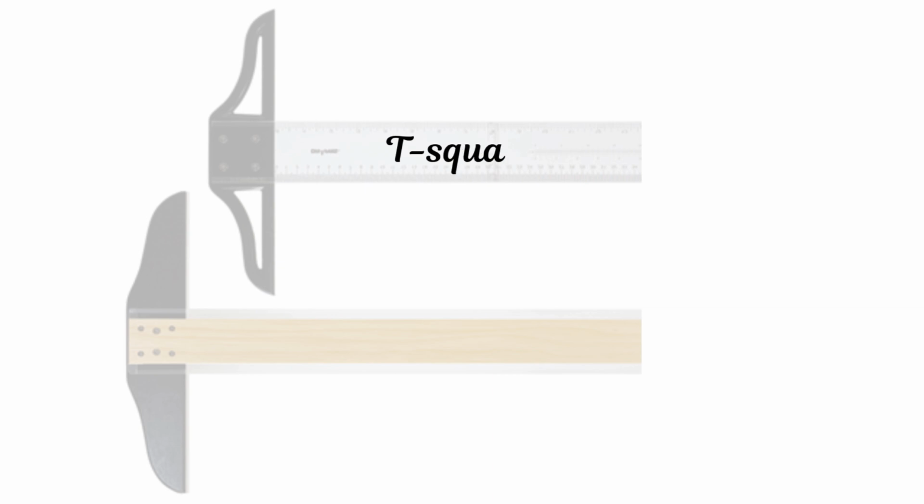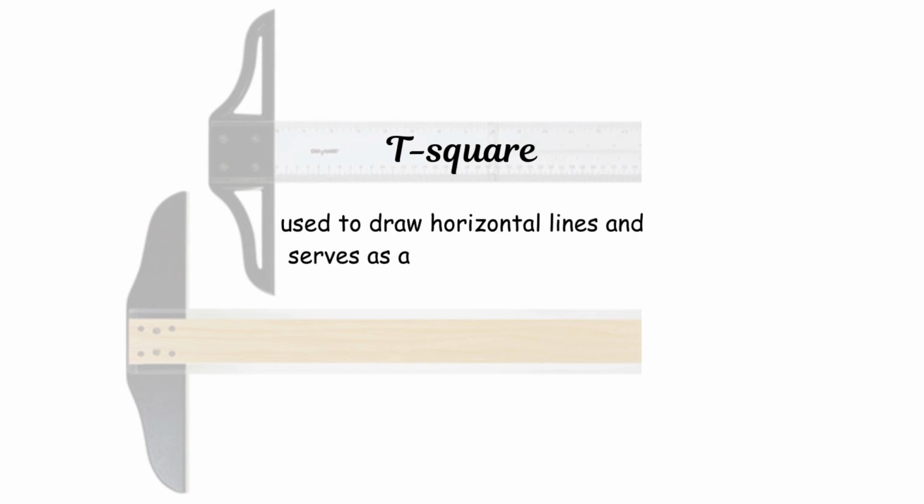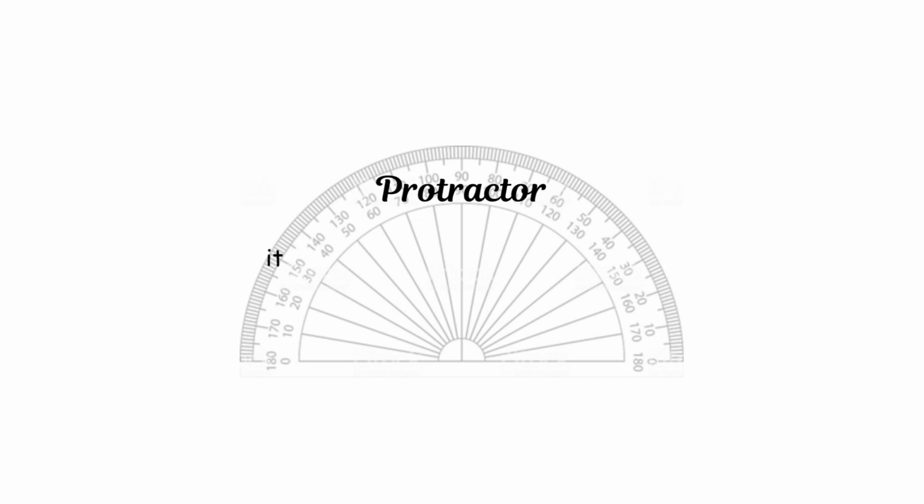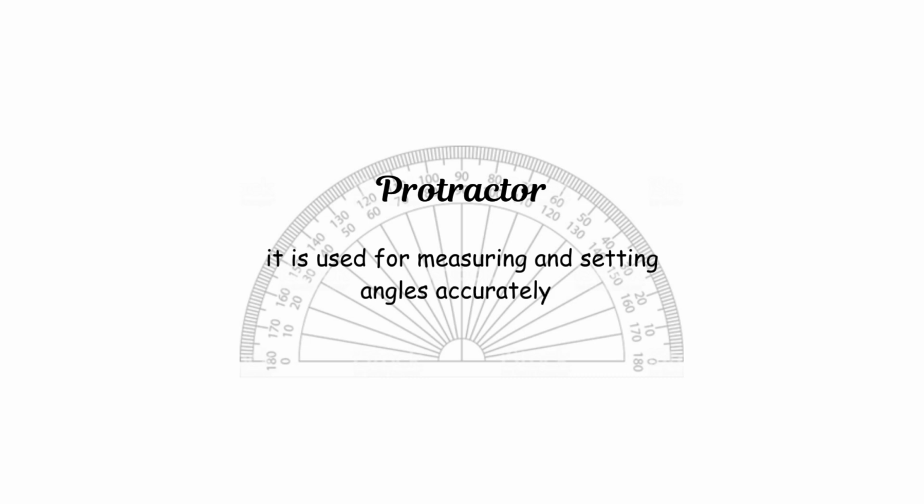Third, T-square. Used to draw horizontal lines and to guide triangles in creating vertical and diagonal lines. You can watch the video provided in the link, entitled Explore the T-square. Fourth, protractor. Used for measuring and setting angles accurately. You can watch the video provided in the link, entitled Using the Protractor.